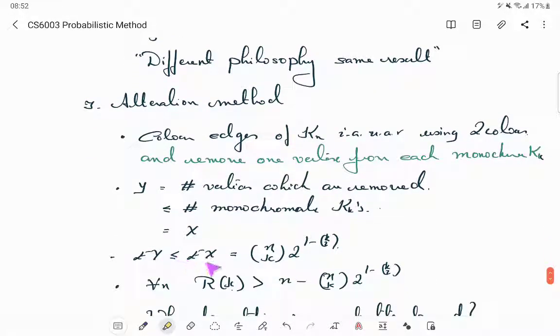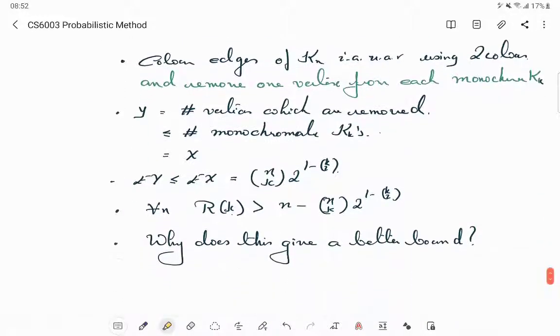Hence your Ey is at most Ex, which is this quantity we have calculated, and your Rk by our earlier argument comes to this. But now why does this expression here give a better bound than this expression here? Okay, so in the first two methods you are trying to maximize this guy, find the maximum n so that this guy is still less than 1. That was the best lower bound you could get.